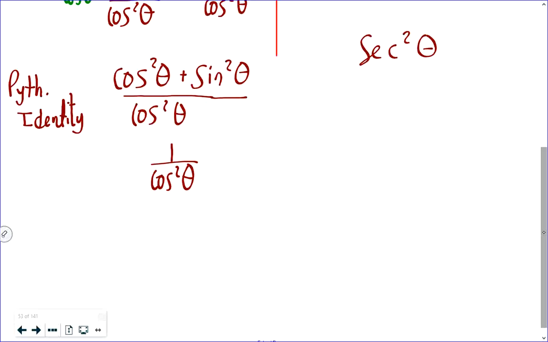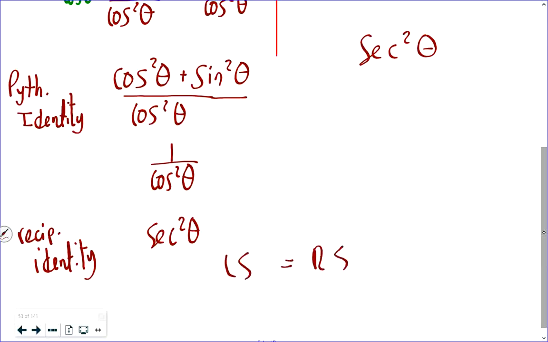You can't just go, well, that's obvious. So I'm going to put secant squared theta because of a reciprocal identity. And now we can put left side equals right side. And that's the whole goal of a proof. So this lesson is not about proofs, but there's one so that later on when we get into them a little deeper, you'll know what we're talking about.